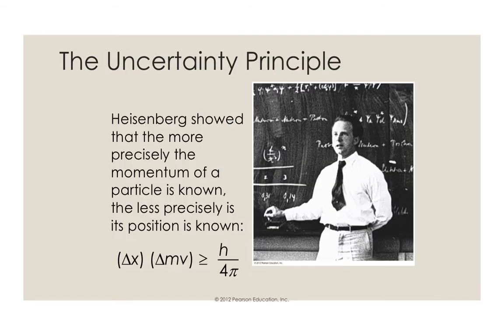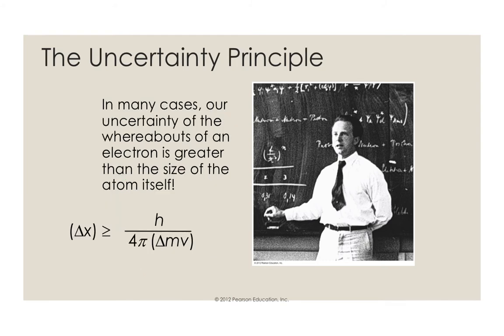Okay. On top of this then, Heisenberg comes along and takes this idea one step further. He says the more precisely we know the momentum of a particle, the less precisely we'll know its position. All right? And in many cases, our uncertainty about the whereabouts of an electron is greater than the size of an atom itself.